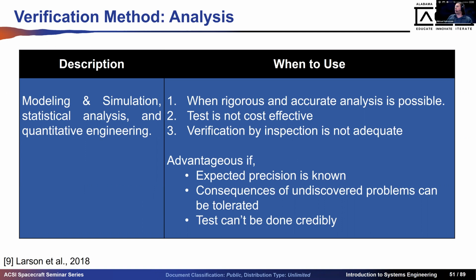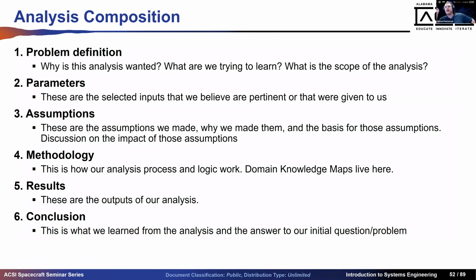So you do analysis when it is possible, when test is not feasible or is not cost effective, or verification by inspection doesn't quite cut it. You'll still test in case things are mission critical, like the system fails or people will die if you don't test this, or the cost of being wrong is too high. But if you can't do the test credibly, we'll get to analysis, and there's a flow chart we'll see in a second. Every analysis has 6 parts. There is not a single analysis that does not have these 6 parts.